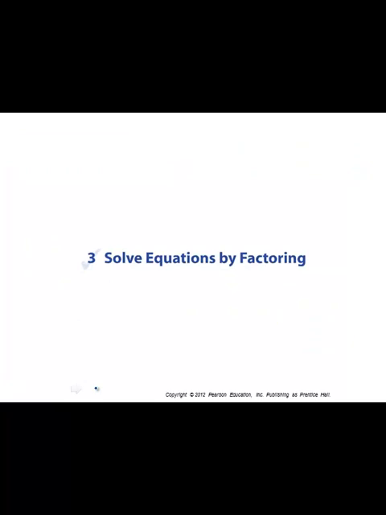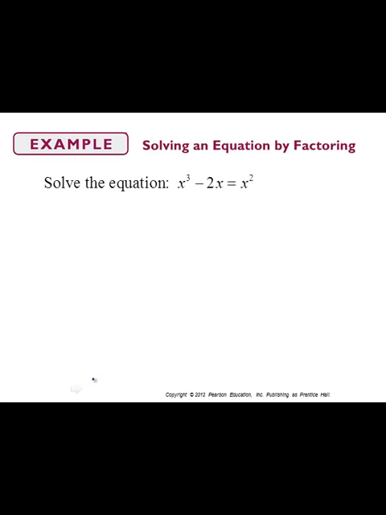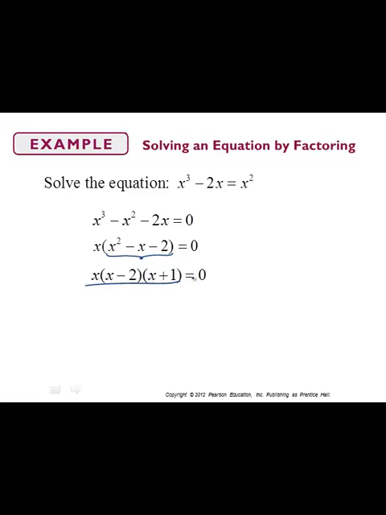All right, let's talk about solving equations by factoring. x cubed minus 2x equals x squared. Bring over the x squared by subtraction to the left-hand side, so you have x cubed minus x squared minus 2x. Maybe you can factor out an x, because that's a common factor. And then this second degree polynomial, see if you can factor that. Can you think of two numbers whose product is -2, but whose sum is -1? That would be -2 and +1. So you can factor again: x times (x minus 2) times (x plus 1).